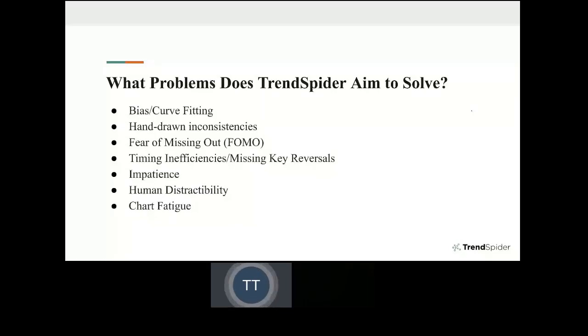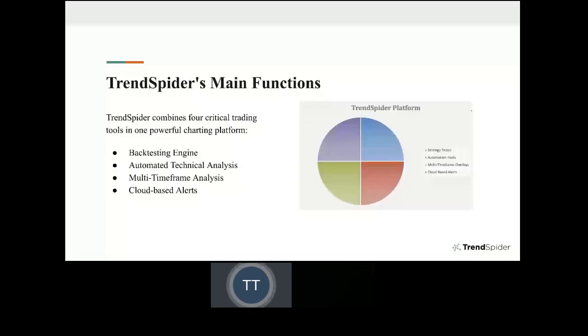Other things that we try to take out of the list of bad habits are impatience and chart fatigue. It's very easy to go through 10 charts and draw each individual chart, and by two hours later you can barely see straight. So we want the system to do some of the grunt work for you, but not replace it completely. We do all of these things through some of our main functions.